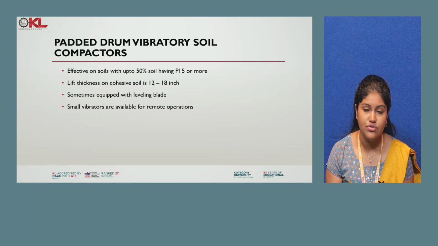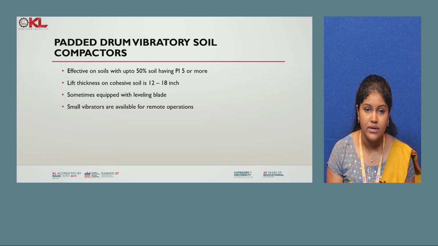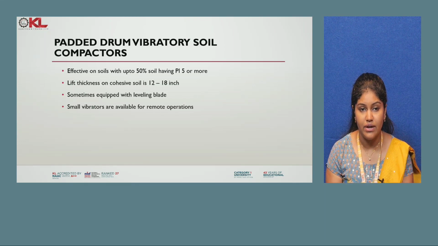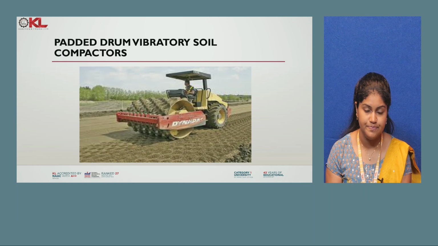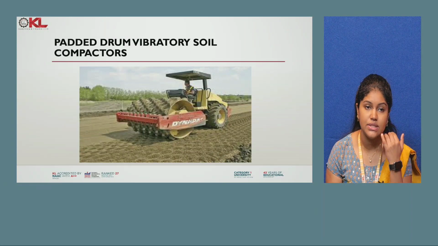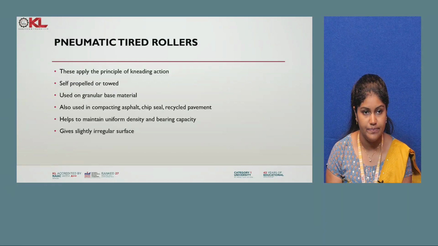And next is the padded drum vibratory soil compactor. It is effective on soils with up to 50% soil having a PI of 5 or more. In this we are lifting a thickness on coarse soil of 12 to 18 inch. Sometimes it will have a leveling blade, and small vibrators are available for remote operations. So here you can see the padded drum vibratory soil compactor. This is the padded drum. A padding is given on the drum so that it will be easy to compact the soil.